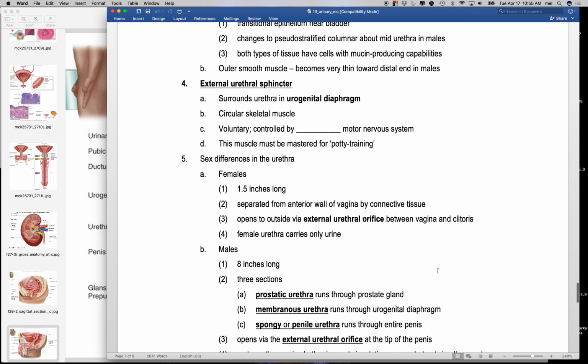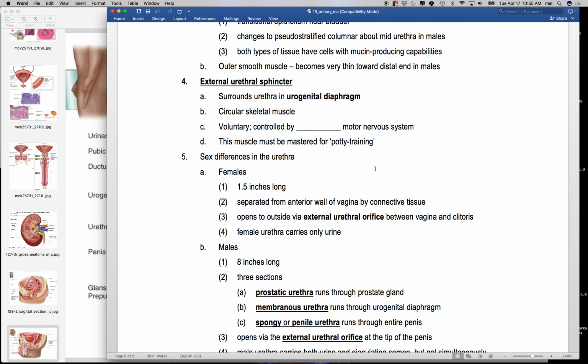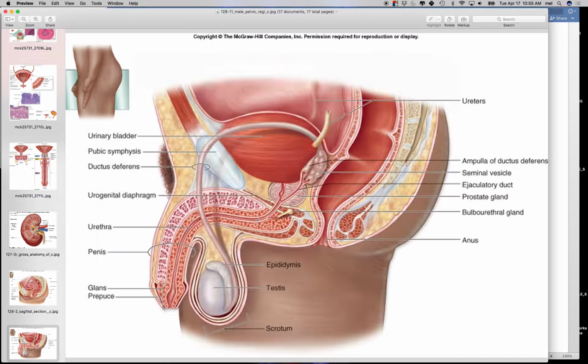Okay, so the external urethral sphincter is skeletal muscle. That's your potty training muscle. And usually it takes around the first 3 years of your life or so to get control of it completely. Males usually take a little longer.